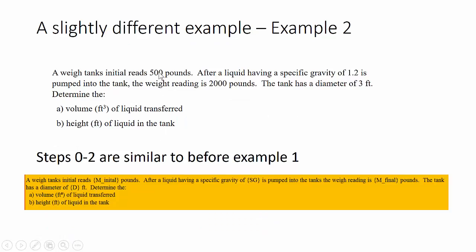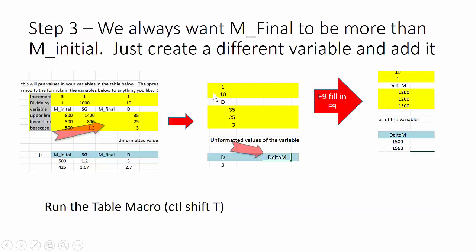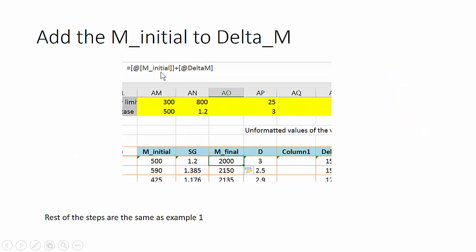This is an example where we have an initial weight and a final weight, and we never want the random variables to give us negative mass added or something like that. So we're going to set it up slightly differently. We're just going to create another variable called delta m in that table, and define delta m, run the Control-Shift-T table macro, and then make the m final just initial plus the delta. That way we don't run into negative masses. The rest of it's just the same as we did in example 1.